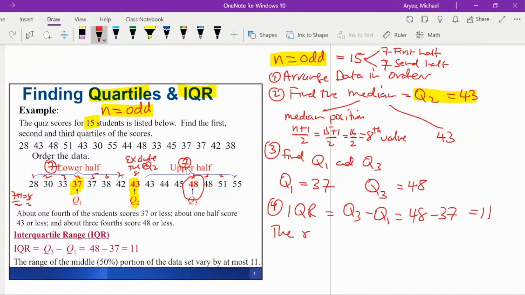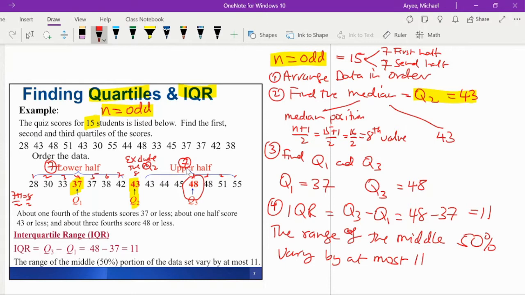And we could say that the range of the middle 50% of your data set varies by at most 11. Okay, so that is how we could find the interquartile range.